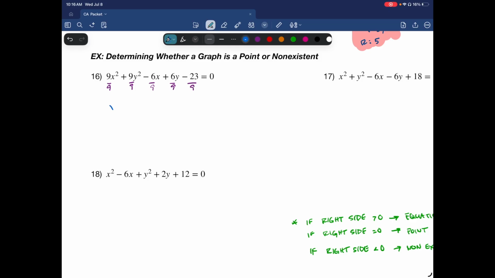All right, so it's going to be x squared plus y squared minus 2/3 x plus 2/3 y equals 23 over 9. All right, so I got x squared minus 2/3 x plus y squared plus 2/3 y equals 23 over 9. Half of 2/3 is 1/3, and when I square it, I get 1/9.